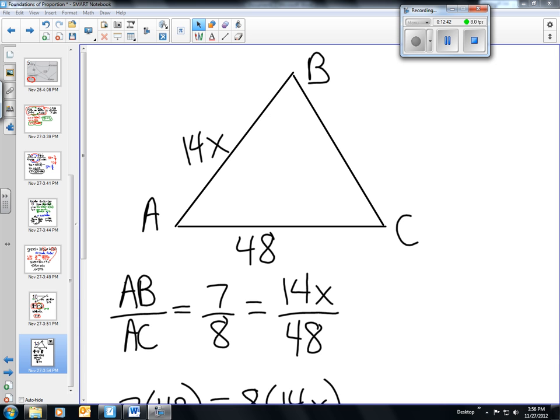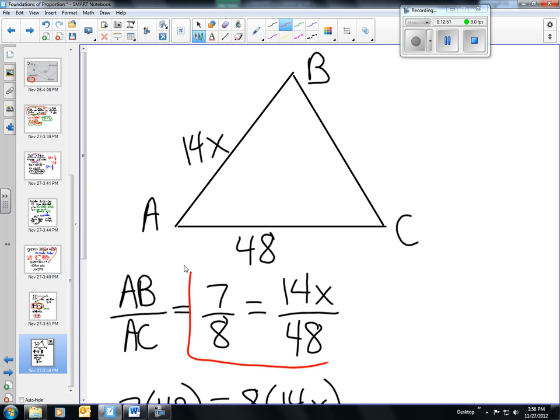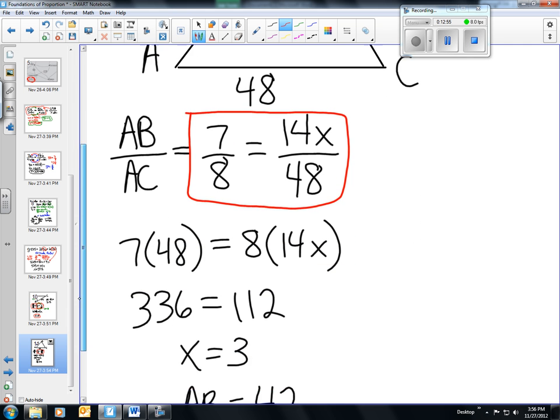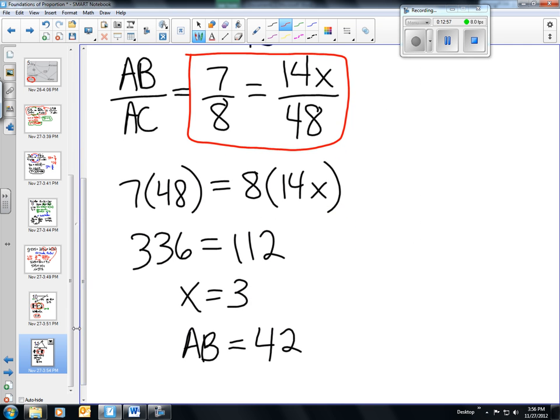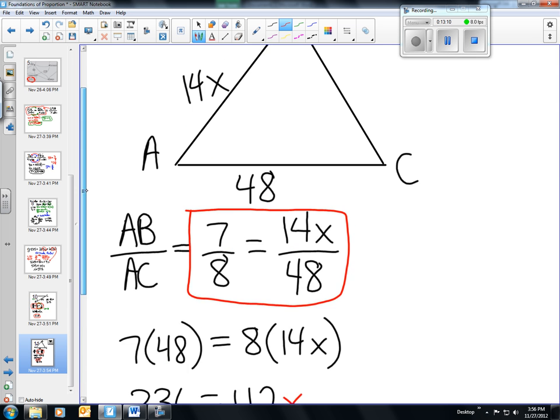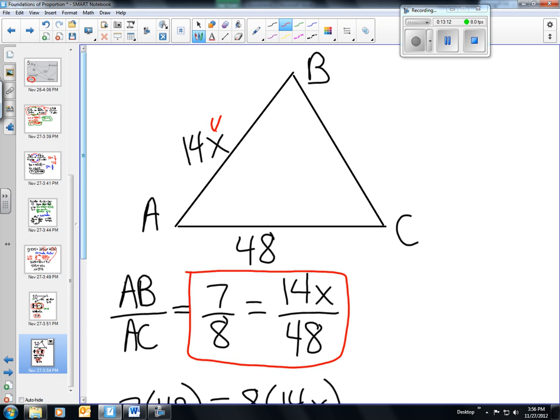Then in the next example, we're given a triangle where we're told that the ratio of AB to AC is a ratio of 7 to 8. So we're going to use that information to set up the proportion here of the two sides. And then we can use, again, the cross product, which is what I show here. 7 times 48 equals 8 times 14x. And then you're going to solve for x, and x is equal to 3. But here, x is not the length of the side AB. To find the side AB, you would put in 3 for x and take 3 times 14, which is in fact 42.